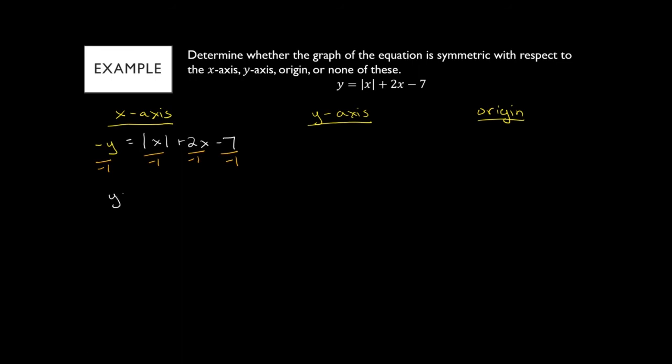And with the absolute value particularly, when you're dividing the absolute value by a -1, that negative goes in front. Because the absolute value is positive, you're dividing it by a negative, so you're going to get a negative. So you put a negative in front of there. And then we end up with a minus 2x plus 7. So now we don't have the same equation. This is not the same thing that we started with. And so we don't have x-axis symmetry.